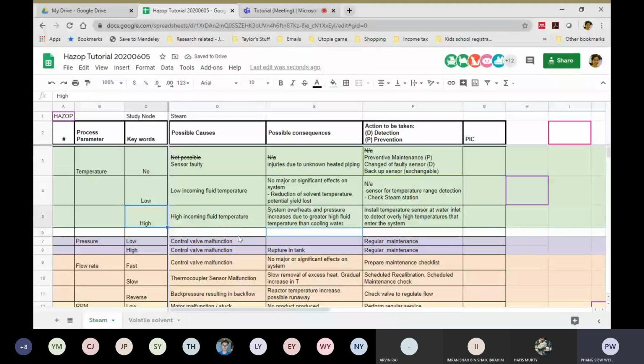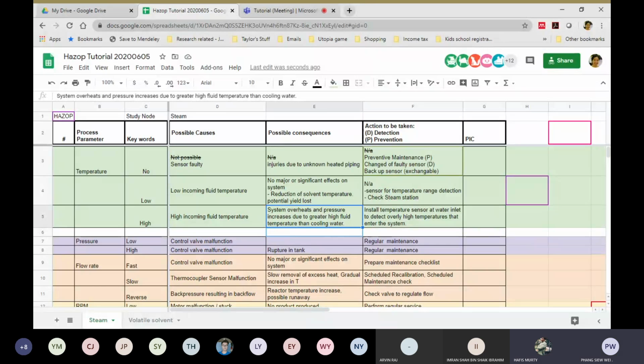Okay, so the last one, you have high temperature coming in. If it's too high a temperature, the whole system might overheat, and high temperature causes pressure to increase due to greater fluid temperature than the cooling water itself.